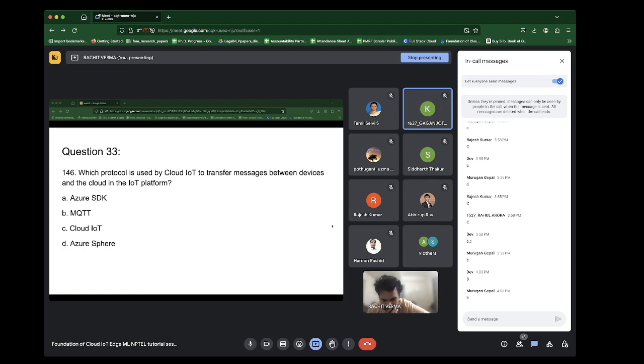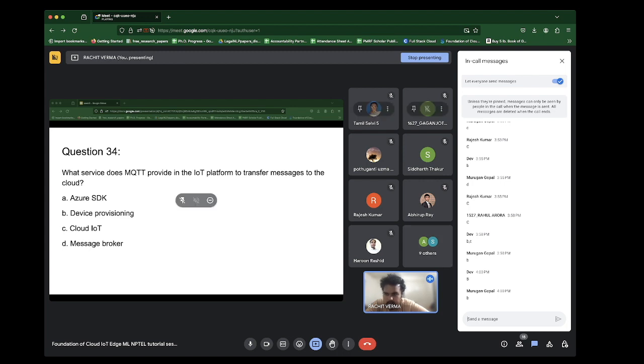So this is somewhat straightforward. Cloud IoT, you could say, is the platform, but the other three aren't exactly protocols: cloud IoT, Azure Sphere, and Azure SDK. MQTT is the only protocol. So MQTT is the correct answer.